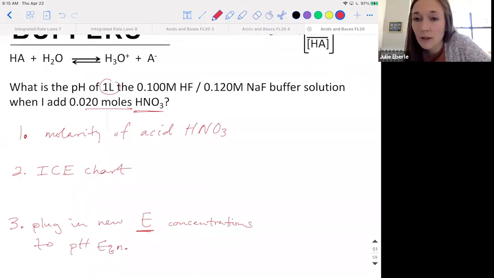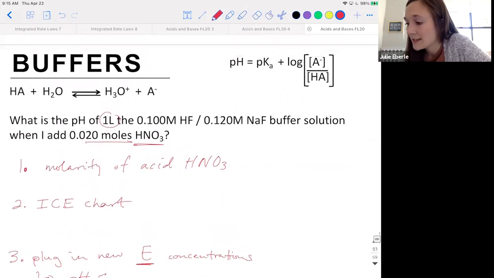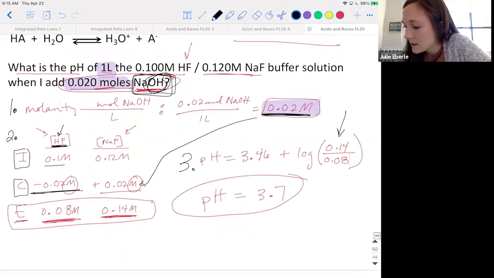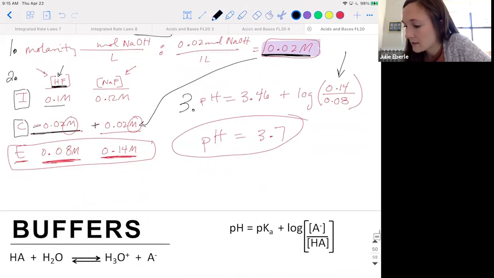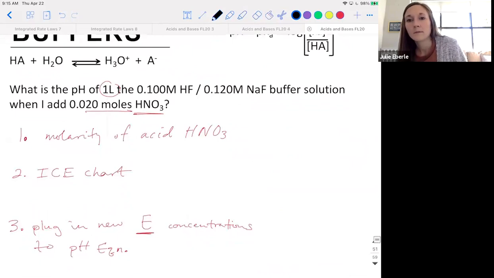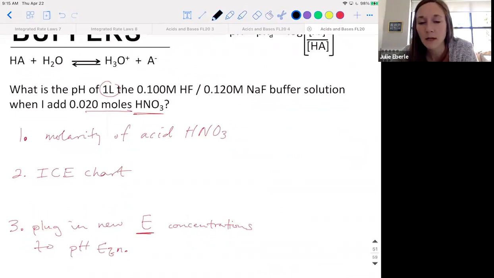I will finish working this problem Monday in the review, or I might post a little supplemental video if I get time to. But you're going to work it the exact same way you did up here. The only thing is your minus and your plus will be opposite when you're adding an acid, okay? Because the conjugate base is what's neutralizing your acid. Okay, but I'll finish working this on Monday, okay?